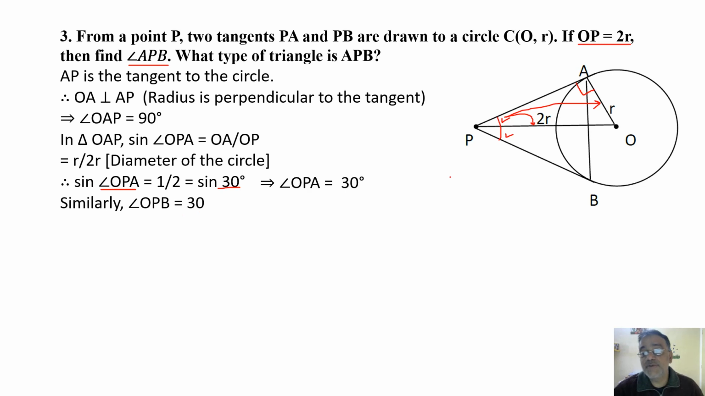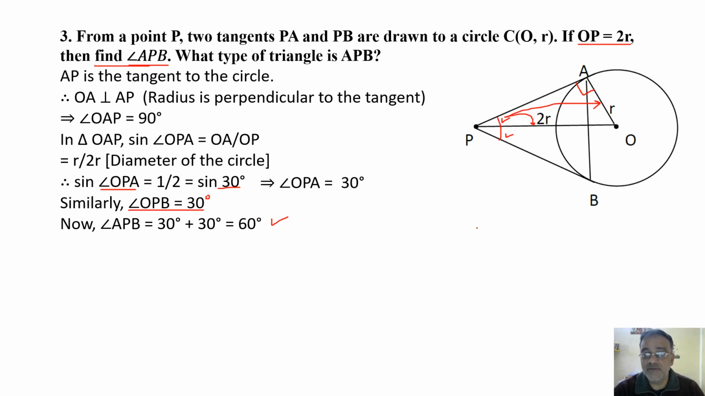Otherwise, you can use the property that the center lies on the bisector of the angle formed between two tangents drawn from an external point. You can use that property also. Similarly, this is also equal to 30 degrees. Now, angle APB will be 30 plus 30, 60 degrees. So this step is clear? Yes, sir. This is the first part.